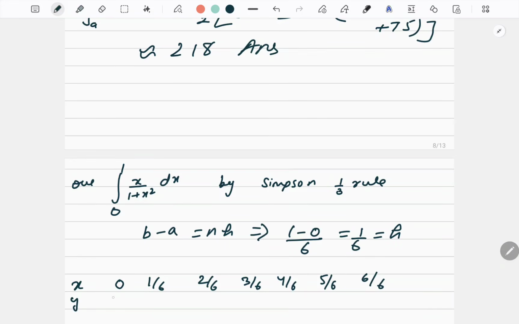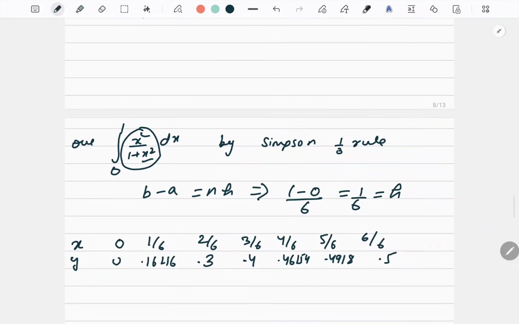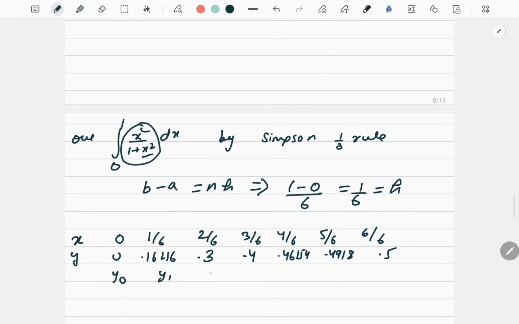Same way, write the y values. So 0, 0.16216. This you have to put here. When I put 1 by 6 here and here, then you will get this. Second value is 0.3, then 0.4, then 0.46154, 0.4918 and 0.5. So this is my y0, y1, y2, y3, y4, y5 and y6. Correct? So I got my y values.